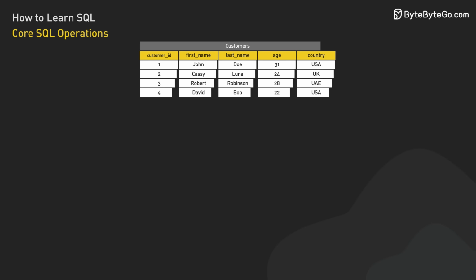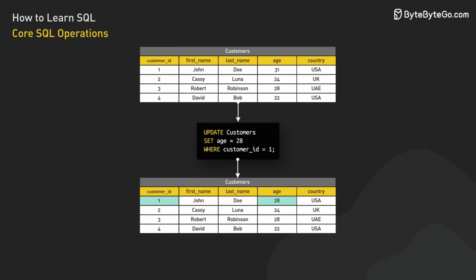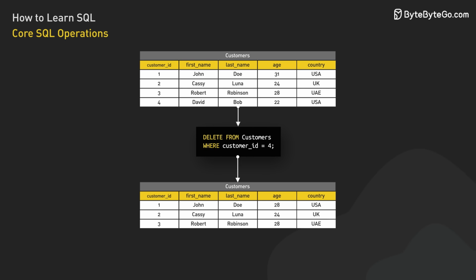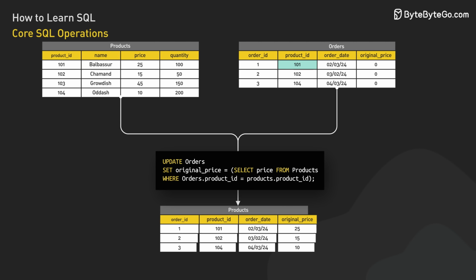To manipulate data, we use insert to add new records, update to modify existing data, and delete to remove records. These operations can be combined with subqueries, which are nested queries within another SQL statement. For instance, you could use a subquery in an update statement to change values based on conditions from another table.